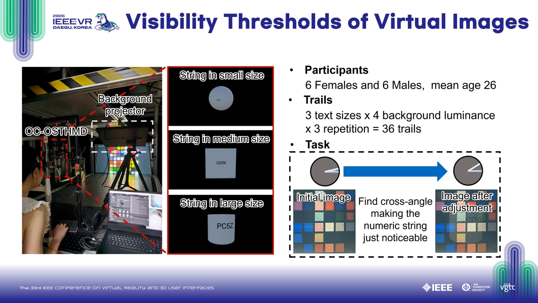Because brightness modulation of the real scene and the virtual image is coupled, we evaluate their visible thresholds to drive the balancing LP. We first conduct user studies to measure the threshold for the texture of virtual images, using Weber contrast metrics. The experimental setup is shown on the left. Virtual images are displayed by the OC-OSTHMD, and the real background is displayed by a projector. We use black text in 3 sizes to simulate texture with various spatial frequencies. The larger the text, the lower the spatial frequency is.